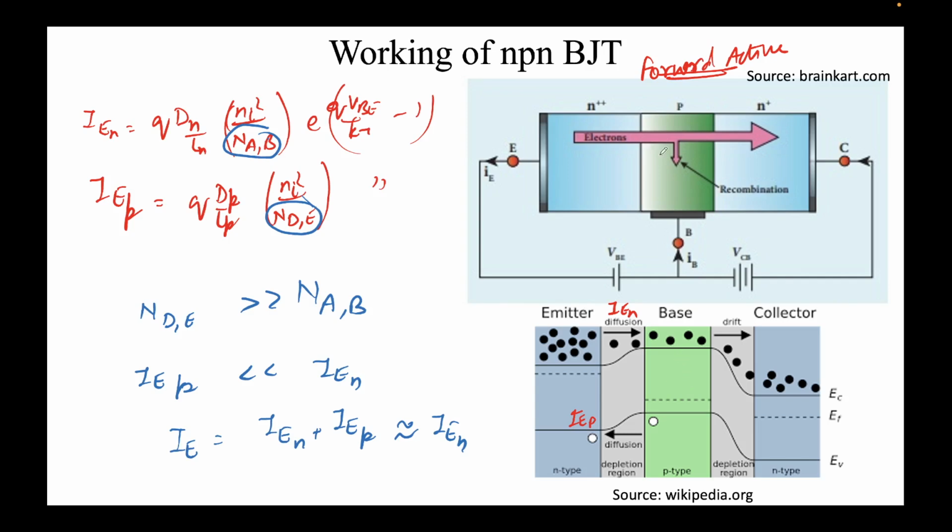So the base current essentially comes through two components. First is the recombination current that you're seeing in here. Second, sometimes it is also added with the IEP, the hole current that is flowing. So just keep that in account.